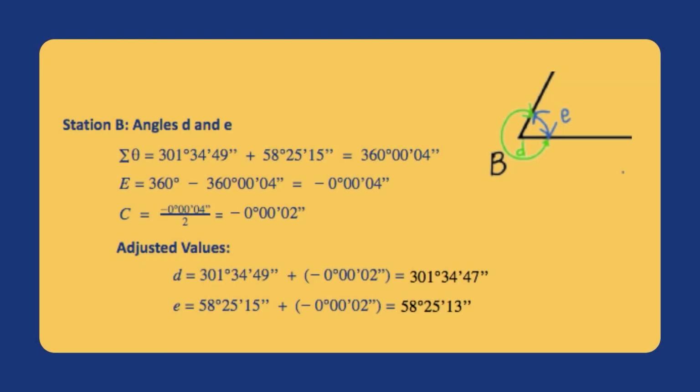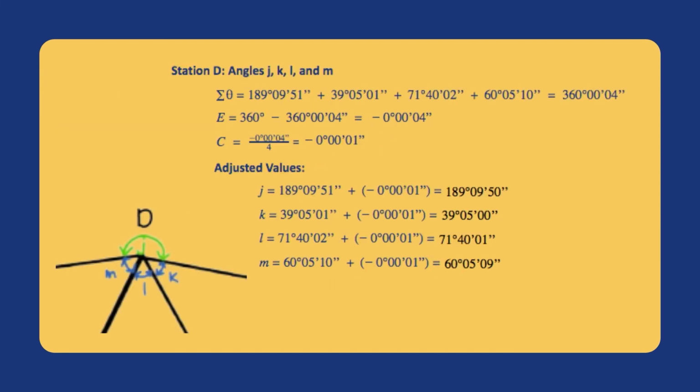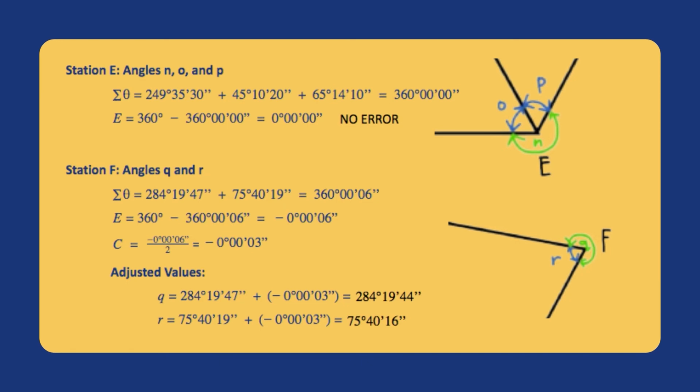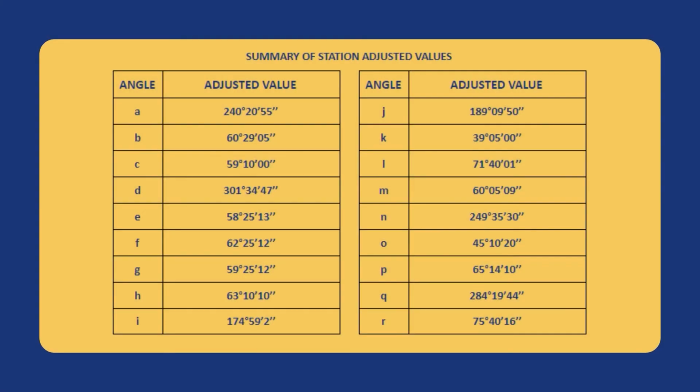We can then proceed to do all the 5 steps in stations B, C, D, E, and F, as you can see below. We then have a summary of station adjusted values. As you can see, these are the values that we have gained from the correction that we have done using the station method. With this table, we can then do the figure method.